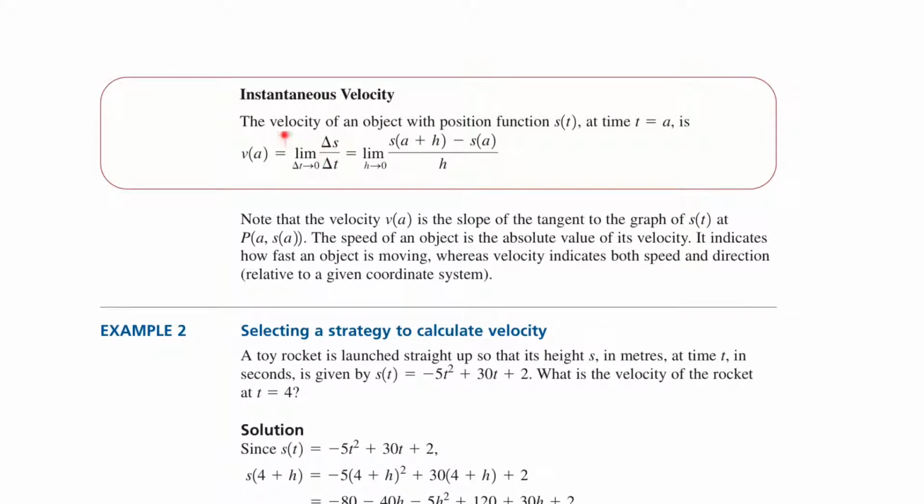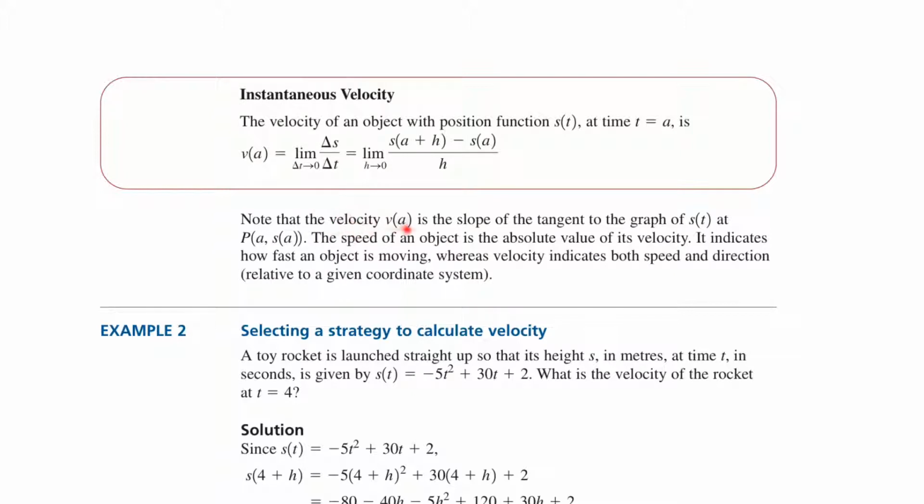Let's recap. Instantaneous velocity of an object with position function s at t equals a is denoted by v(a), and it is the limit of delta s over delta t as delta t approaches 0, and that is the limit of s of a plus h minus s of a over h, the limit of the average velocity as h approaches 0.